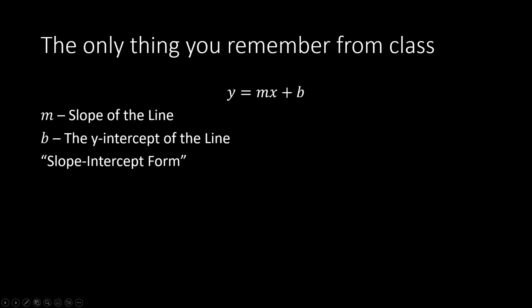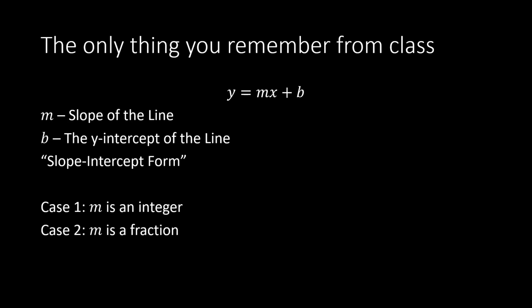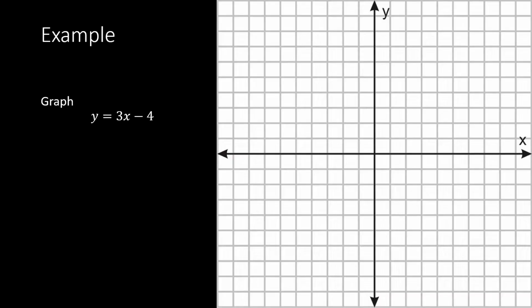So usually to simplify this thing, I like to divide it into two cases. One case where m is an integer, which is like a number that's not a decimal or fraction. And case 2 is when m is a fraction. Okay, so let's just get right into an example here.